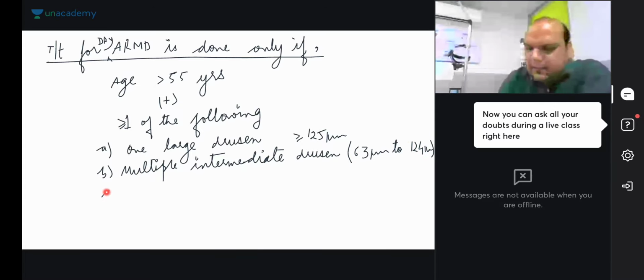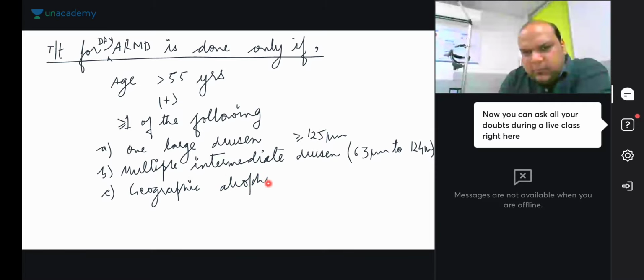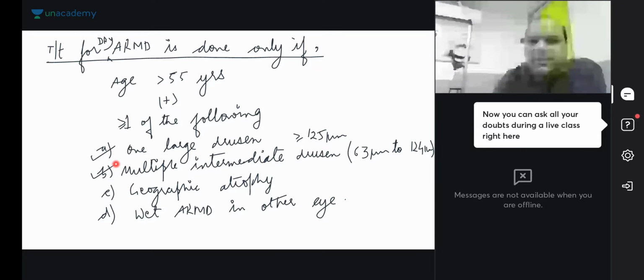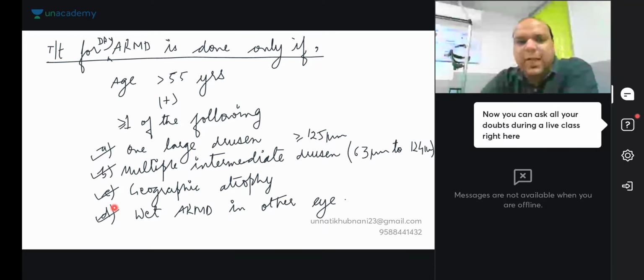Okay, everybody. Then geographic atrophy, or last, if you already have wet ARMD in the other eye. So everybody, if your age is greater than 55 years, and if you have at least one large drusen, or if you have multiple intermediate drusens, if you have geographic atrophy occurring in any part of the retina, or if you have wet AMD in the other eye, in all these cases, we will have to give antioxidants.